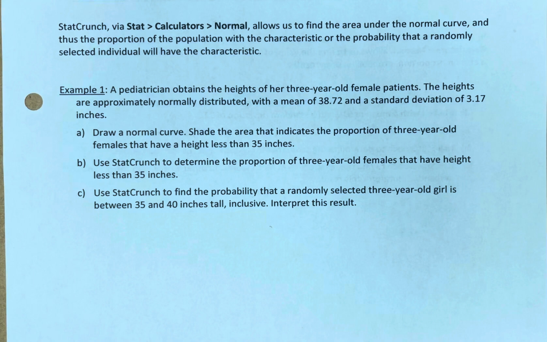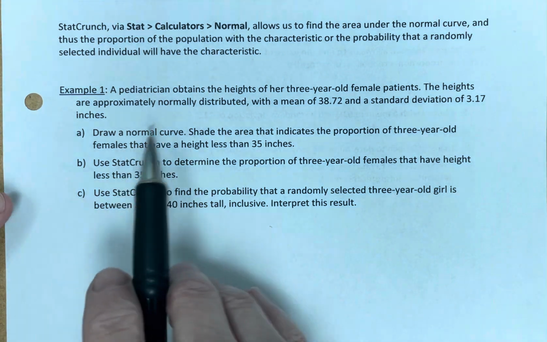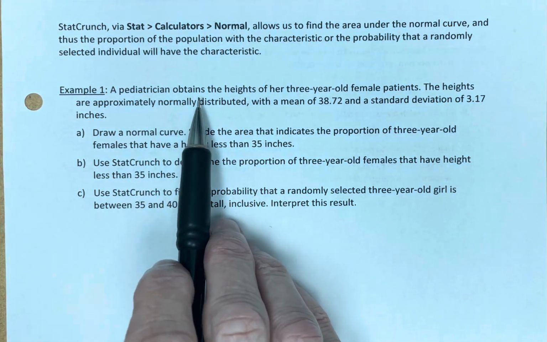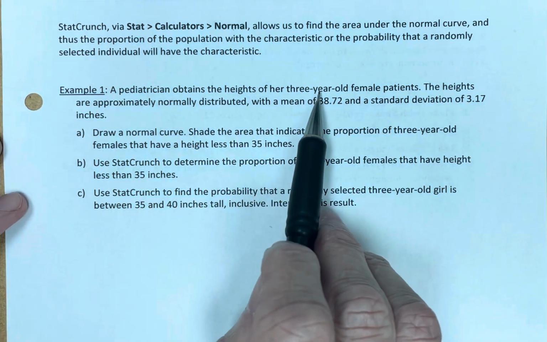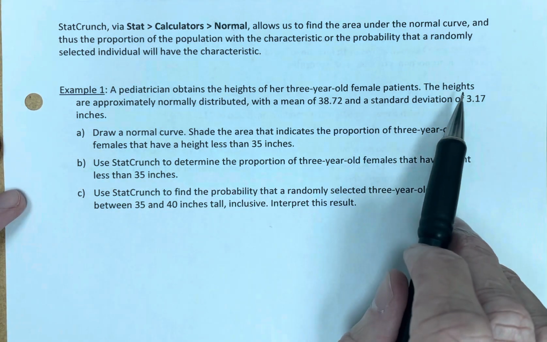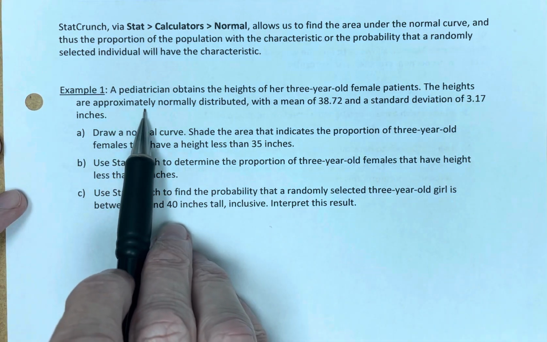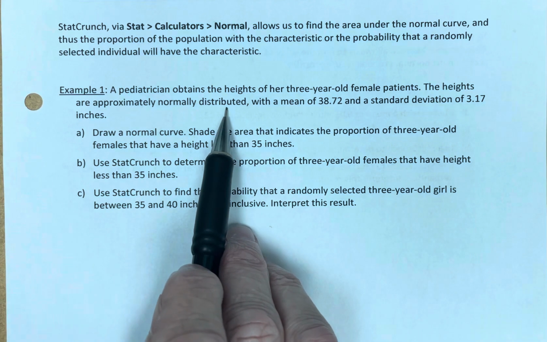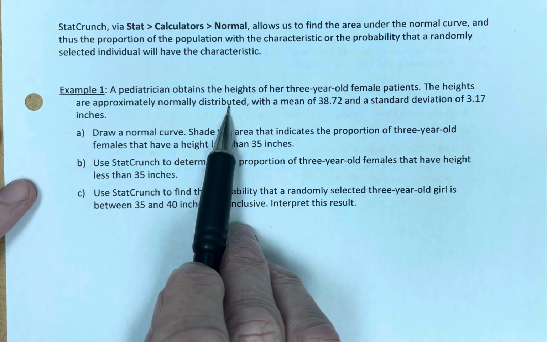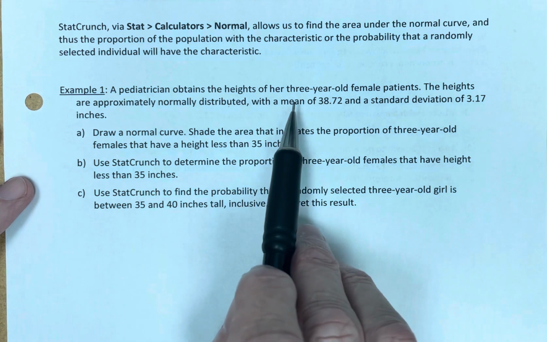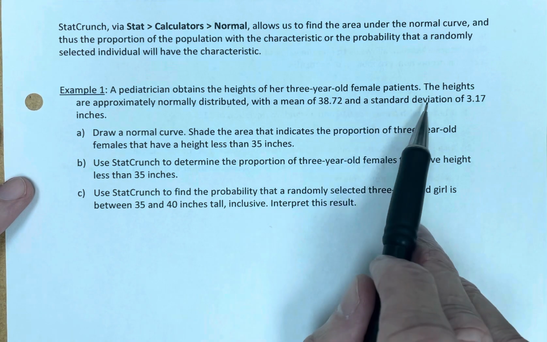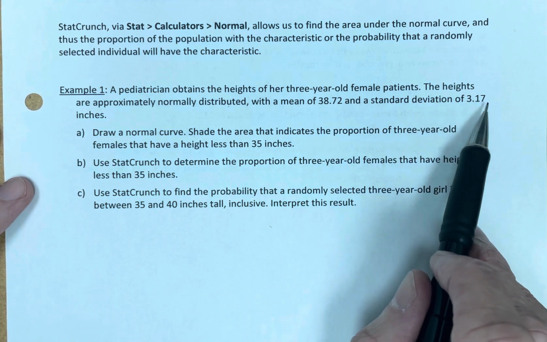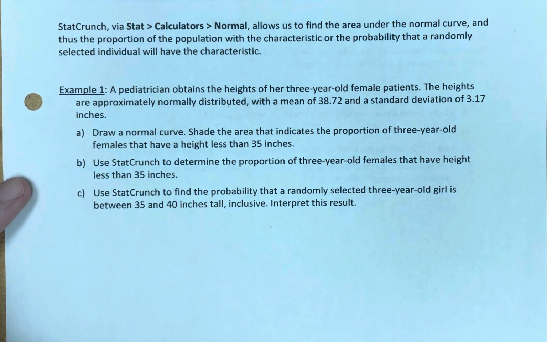Let me get myself ready over here. Okay, a pediatrician obtains the heights of her 3-year-old female patients. So we have lots of 3-year-old girls, and she determines that the heights are approximately normally distributed. Again, that makes sense. My guess is that 3-year-olds are all around the same average height, with a mean of 38.72 inches and a standard deviation of 3.17 inches.